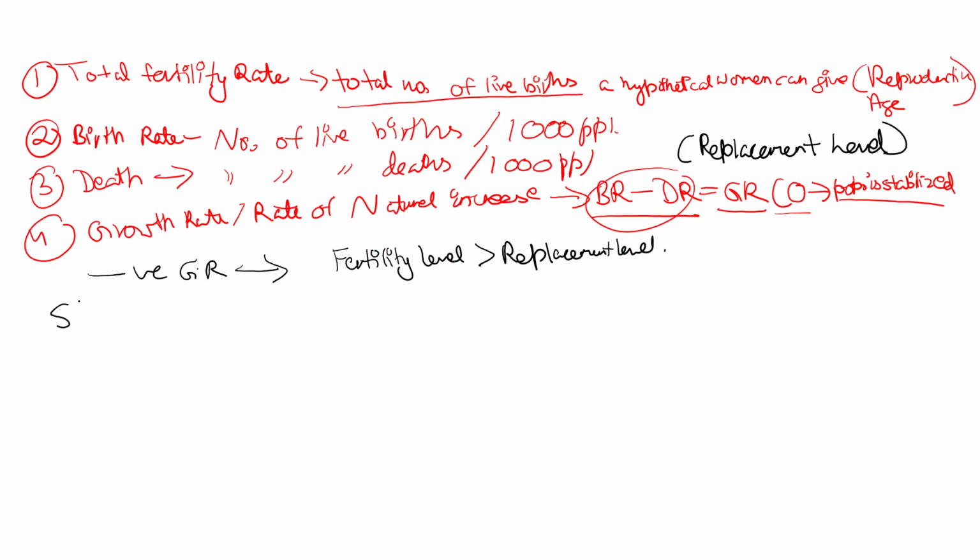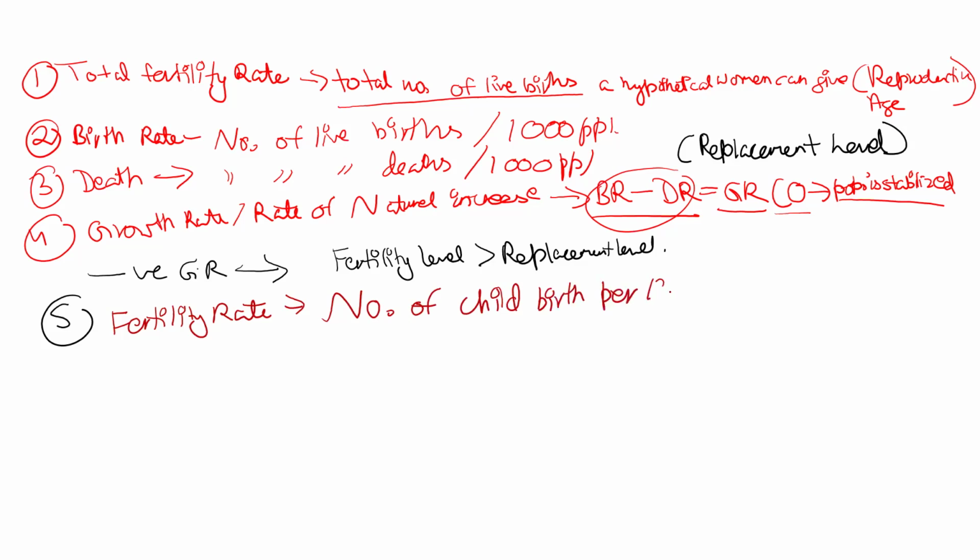Fertility rate is basically the number of live births per thousand women in the childbearing age group of 15 to 49 years of age. Crude rate is the rough average for the entire population. It is given in your NCERT, so just remember that crude rate means rough average for the entire population.